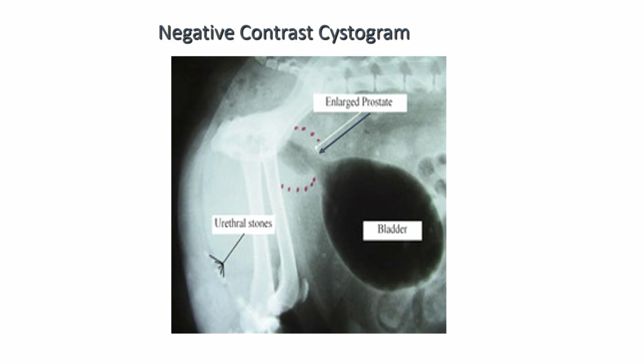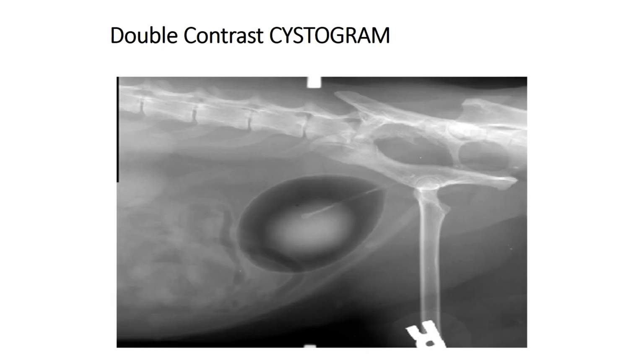So here you can see the urinary bladder having decreased radiographic density, and the prostate area, which is showing an enlarged prostate and urethral stones. So this is a lateral caudal abdominal radiograph of a dog.